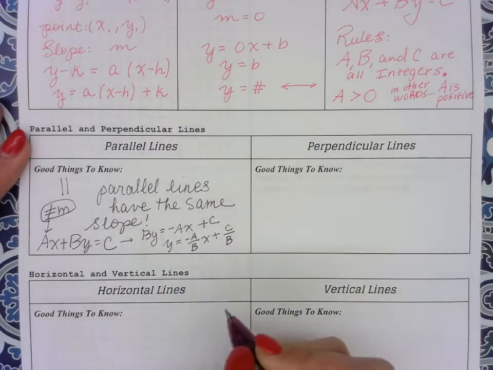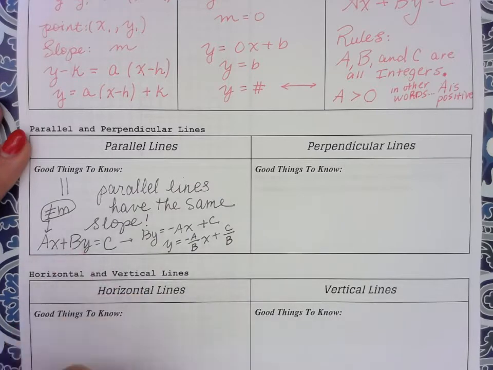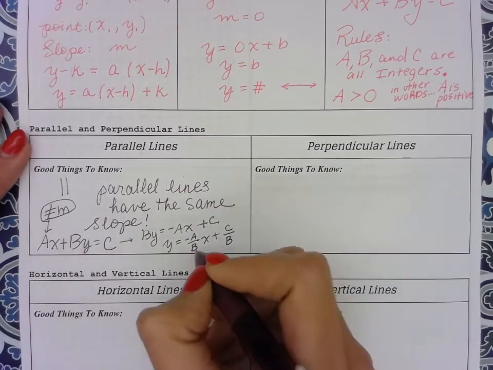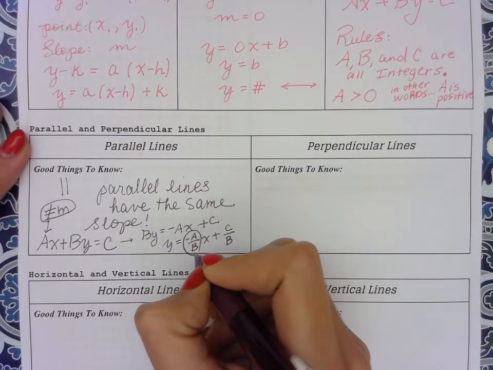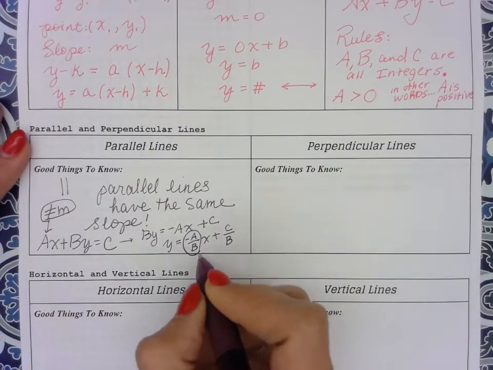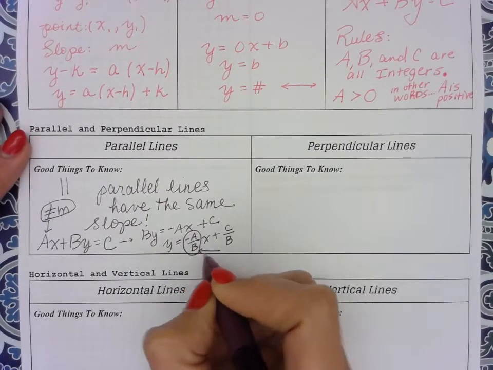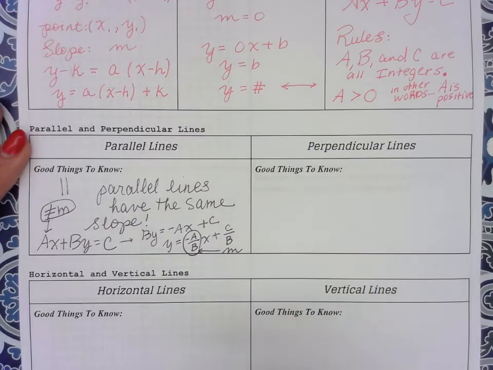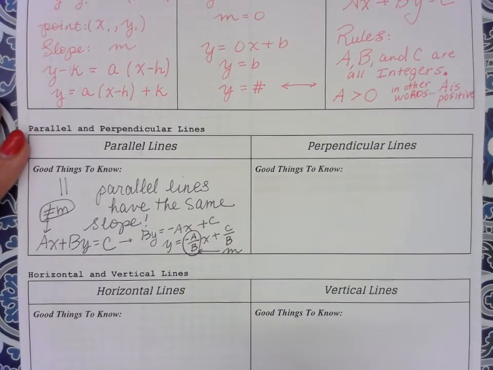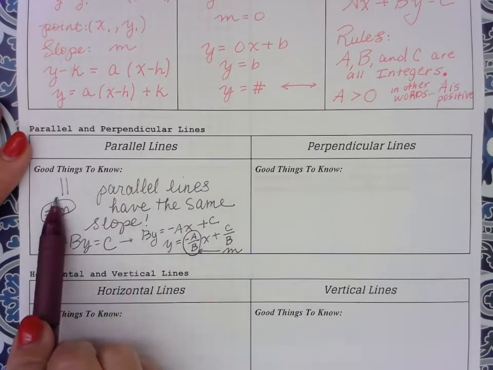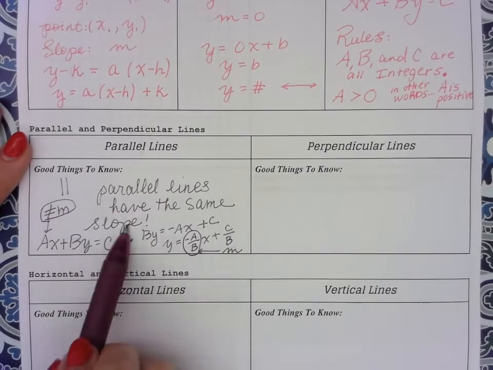So, in conclusion, if we're given a line in standard form, it's safe to say the opposite of a over b is equivalent to the slope. So you don't have to do so much work. Good to know, okay? Parallel lines, there's the symbol. Parallel lines have the same slope.